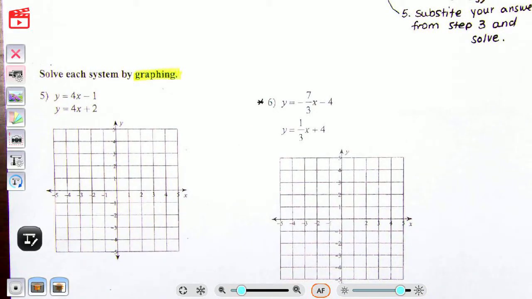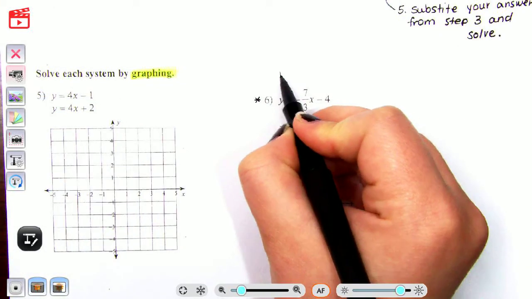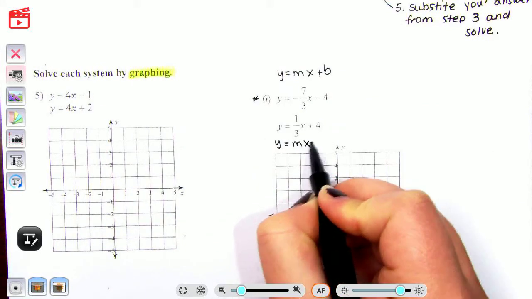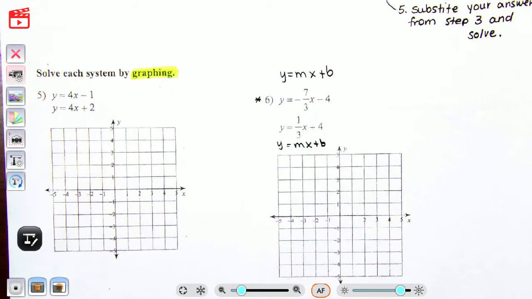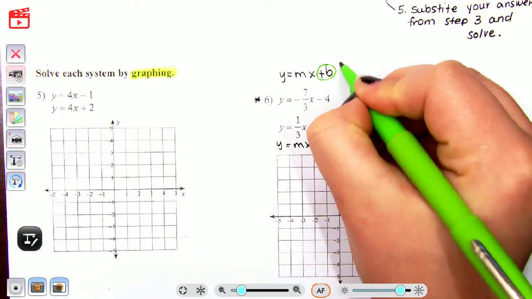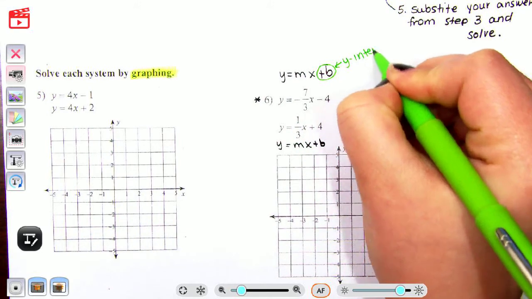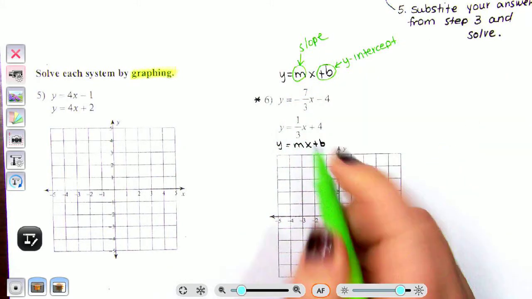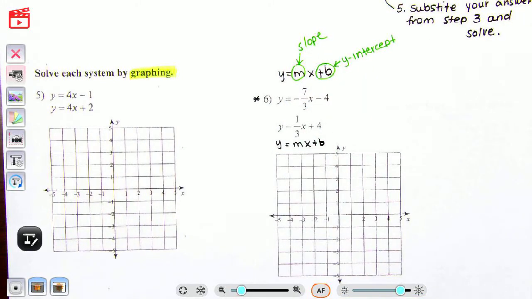So number six, both of these are in y equals mx plus b form. I'm going to write that top and bottom. Now I'm super duper happy that they are in y equals mx plus b form because that means that we're almost done. We haven't even started, but we're almost done. The reason is that all the information I need to graph is my y-intercept and my slope. Because these lines are in y equals mx plus b form, you already have the information.